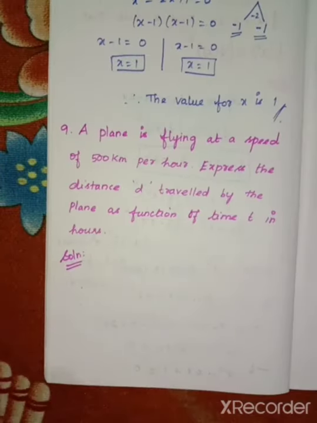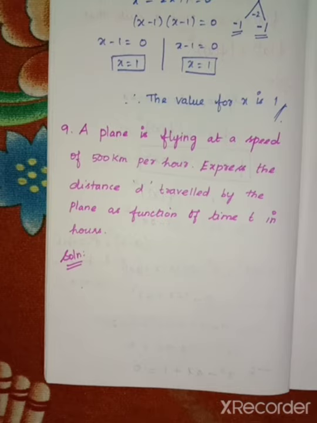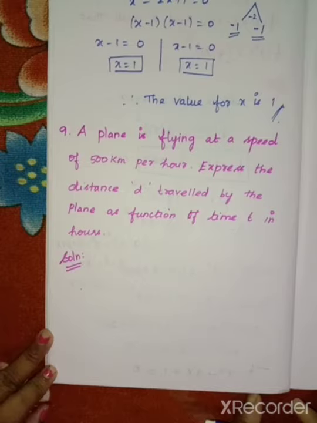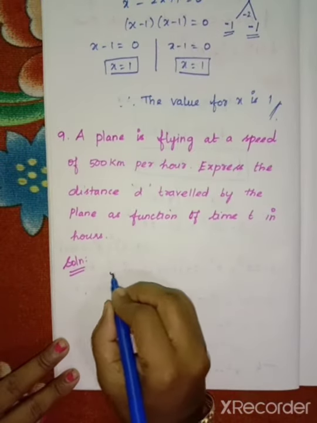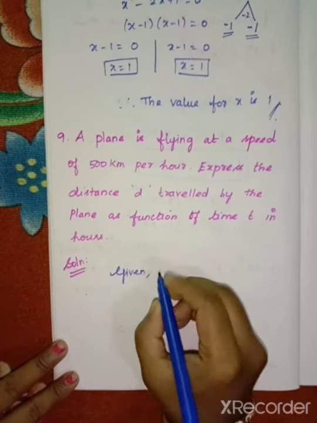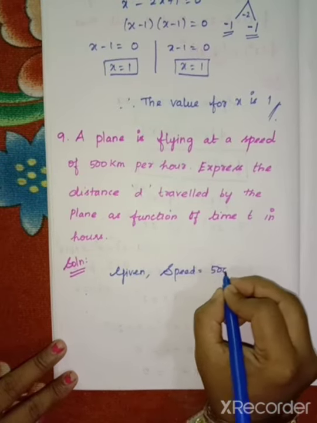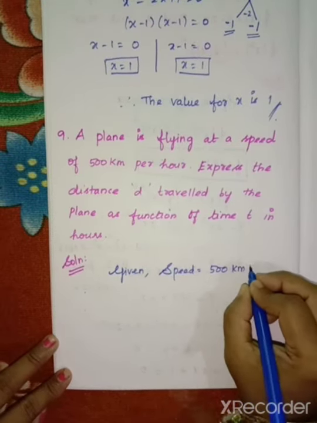Ninth question. A plane is flying at a speed of 500 km per hour. Express the distance d traveled by the plane as a function of time t in hours. So here, one plane is flying at a speed of 500 km per hour. So here the given is speed equal to 500 km per hour.